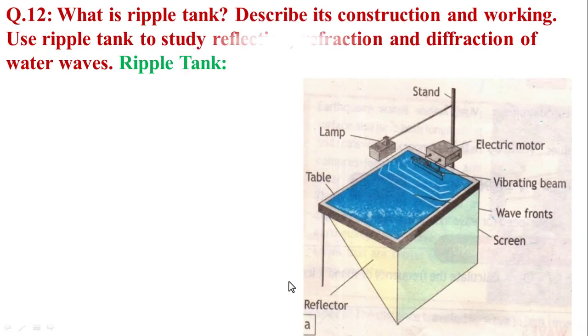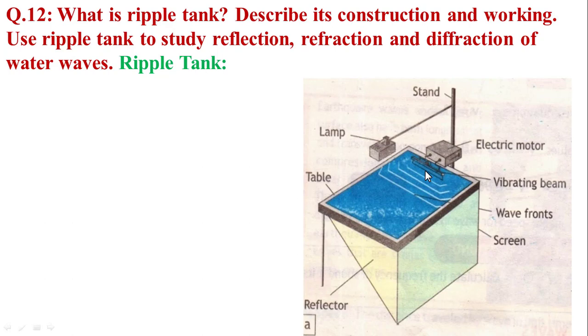In the next question, question number 12: what is a ripple tank, describe its working, and use the ripple tank to study the reflection, refraction and diffraction of water waves. First of all, see the ripple tank in the diagram and note down the apparatus used in a ripple tank. Here we can see in blue shade a rectangular tray, also called a rectangular glass tray. Here we can put it on a table, and above are stands connecting the lamp and the electric motor that vibrates the beam.